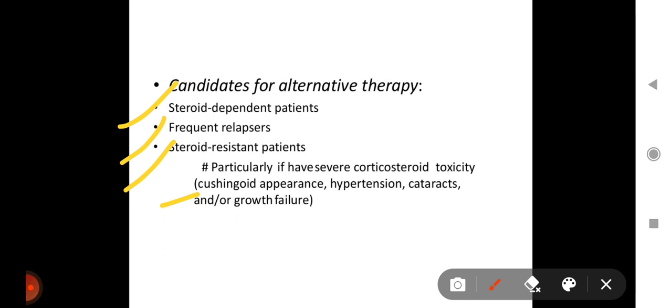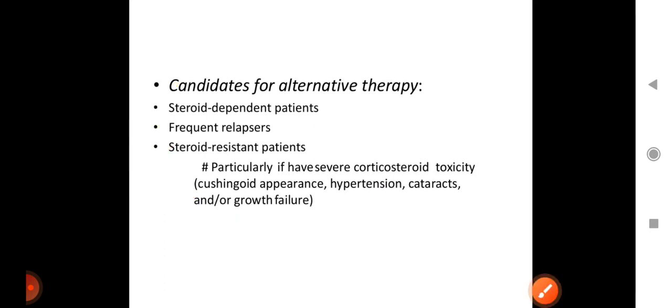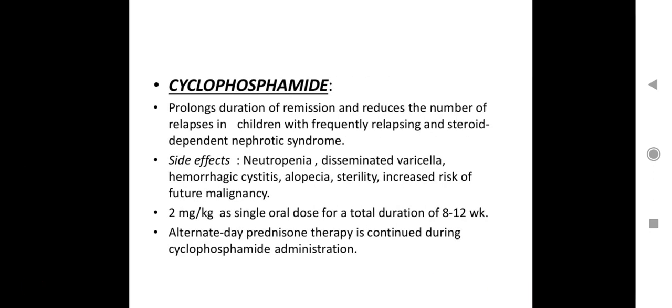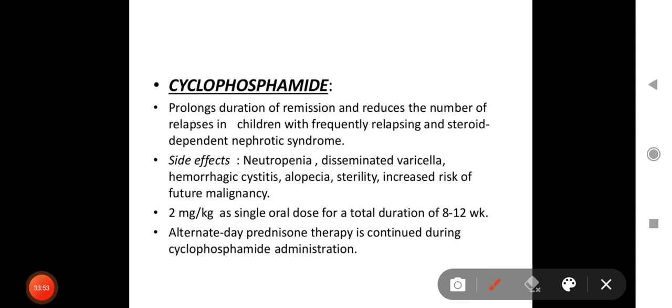There can be Cushingoid appearance, hypertension, cataracts, and growth failure in children. So cyclophosphamide is an important component of alternative therapy. Prolonged duration of remission. What are the benefits? Prolonged duration of remission reduces the number of relapses, frequent relapse in steroid dependent nephrotic cases.